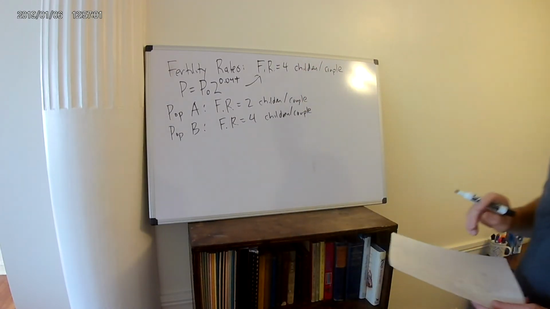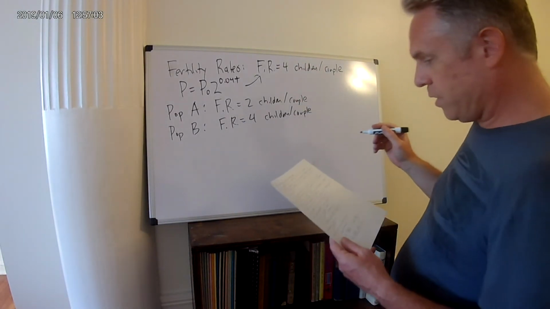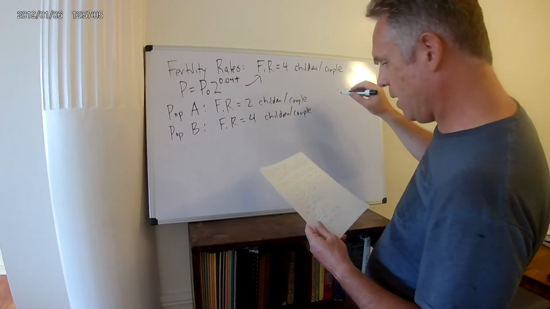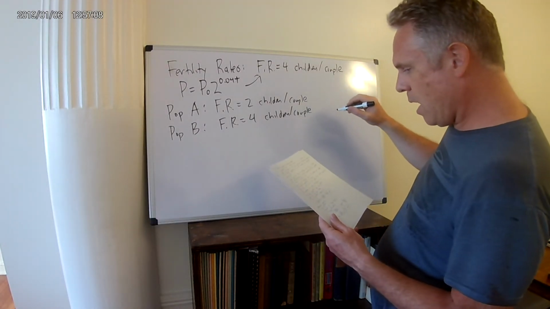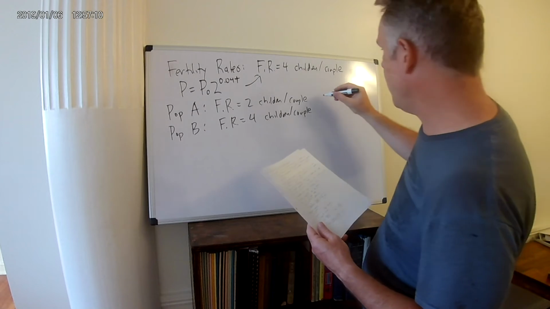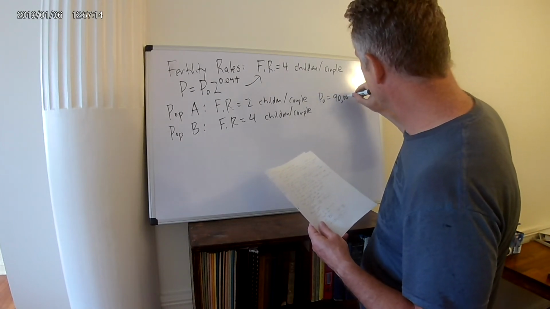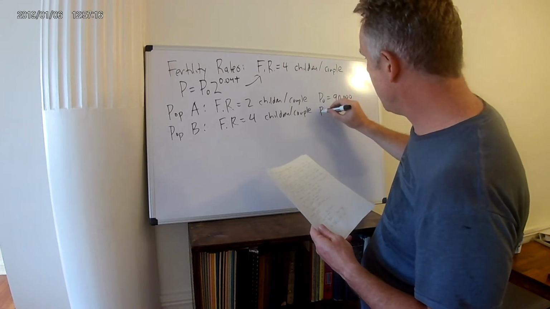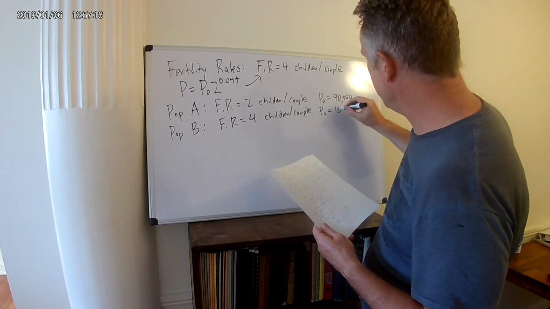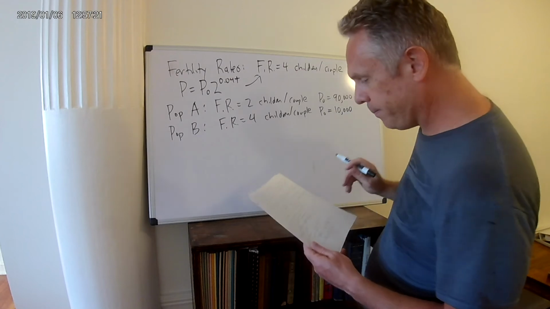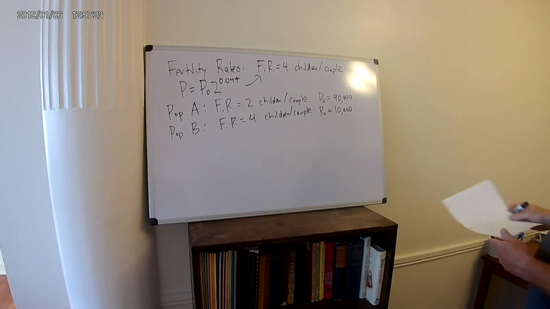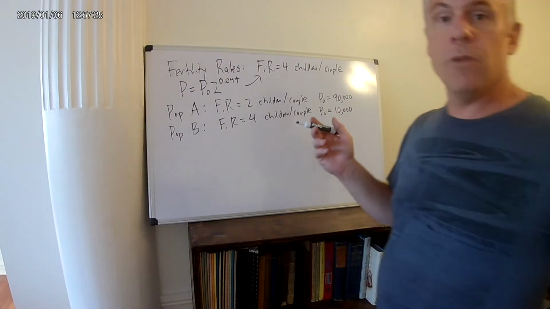Let's say population A has an initial population of 90,000. So let's say P0 equals 90,000 for population A. Population B has an initial population of 10,000. What's going to happen to these populations over time?